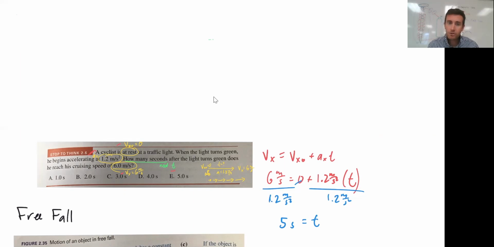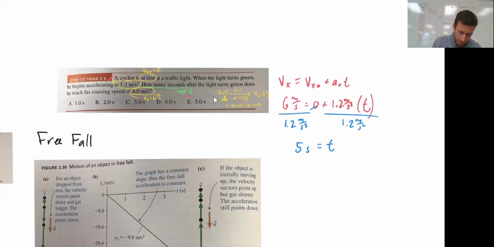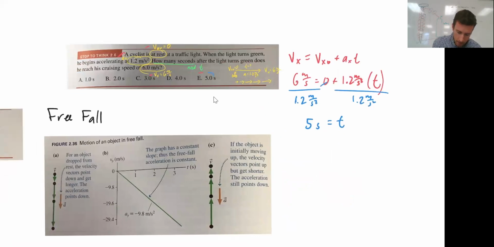To get up to 6 meters per second, which is about 14, 15 miles an hour. Totally valid. All right, excellent. So I'm going to go with E, 5 seconds.